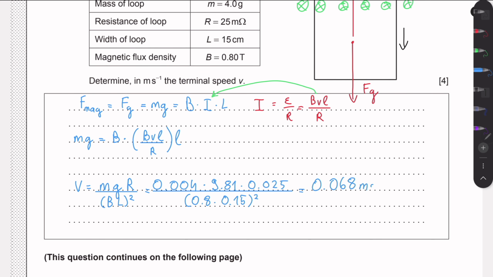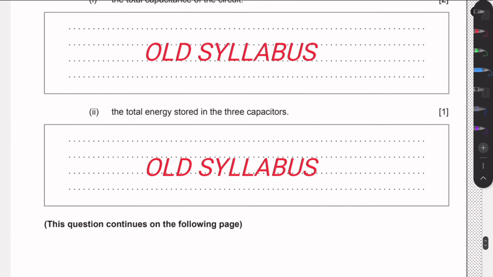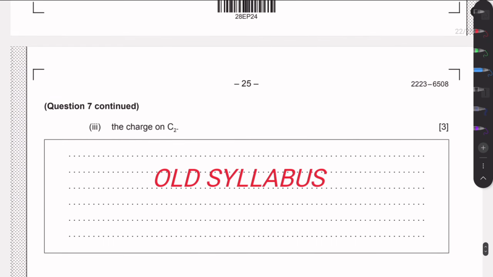0.068 meters per second. So in this question, you just had to combine some equations to get an equation with the speed in it. And yes. And then the remaining parts of this question are about capacitors, and that's no longer needed for our syllabus.